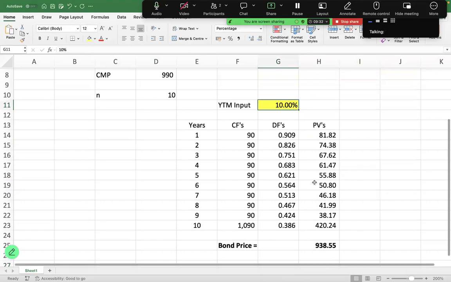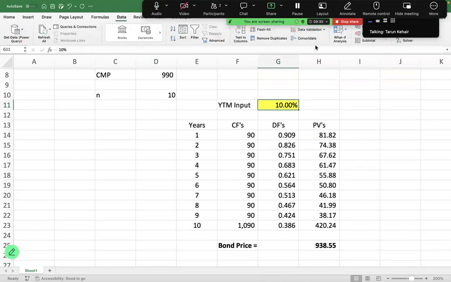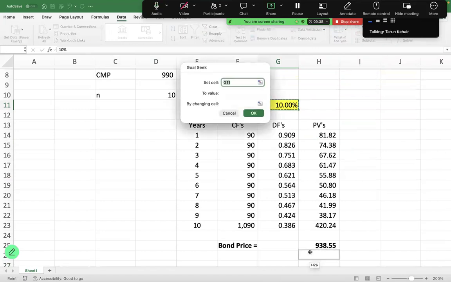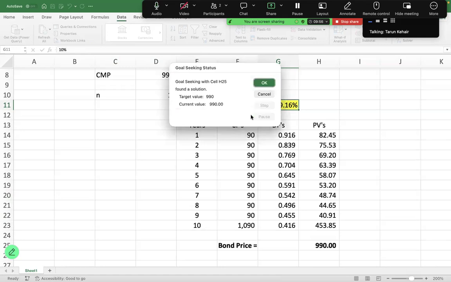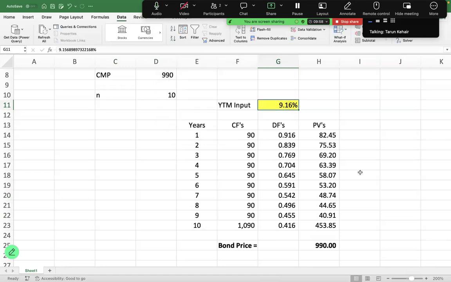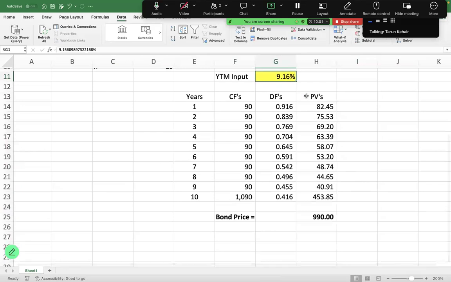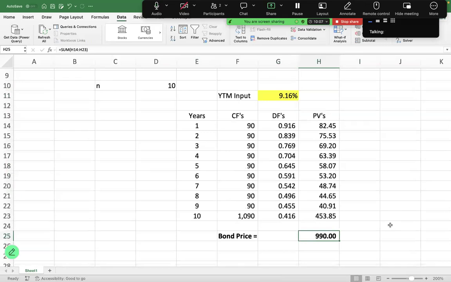So I can go to the goal seek function and I set this value, which is the bond price, to what value? 990. I set this to 990 by changing what? By changing my YTM input, and I press OK. Done. In 1 second, it tells you that the YTM has to be 9.16%. And look here, the bond price has come to 990. So this is one way in which you can ascertain yield to maturity using the goal seek method.